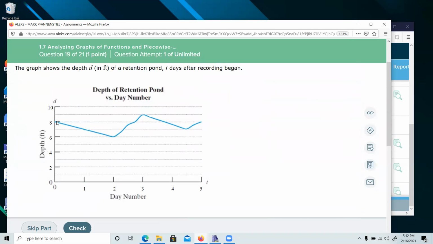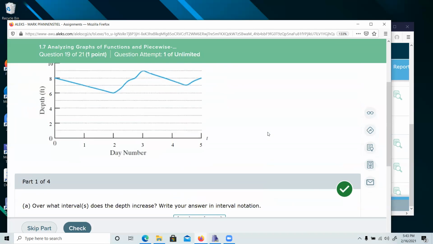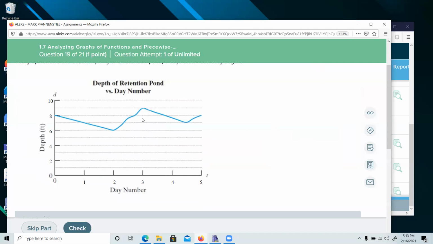Okay. Where is it decreasing? Okay, so we have, again, it looks from 0 to about 2. 3 to about 4.5.